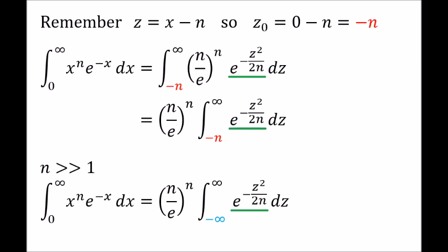Stirling's approximation works well for large n. So for now, let's just pretend we can make the lower limit negative infinity instead of negative n. That is seen in blue. Soon we will see this distinction can be justified.